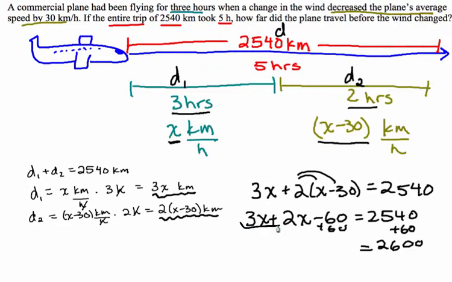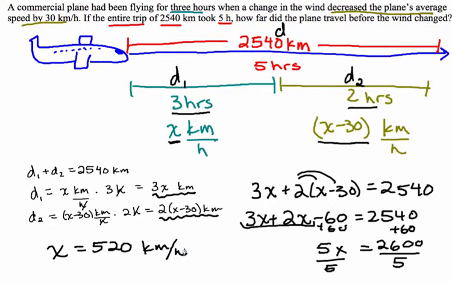And on the left, I'm going to combine these to say 5x, because 3x plus 2x will get us 5x. So 5 times x is 2,600. I'm going to divide by 5 on both sides. x comes out to be 520 kilometers per hour. Okay, I know that x is going to be a speed, right? Those were the units I already said that it should have. So x is 520 kilometers per hour, but that was not what we were asked to find.